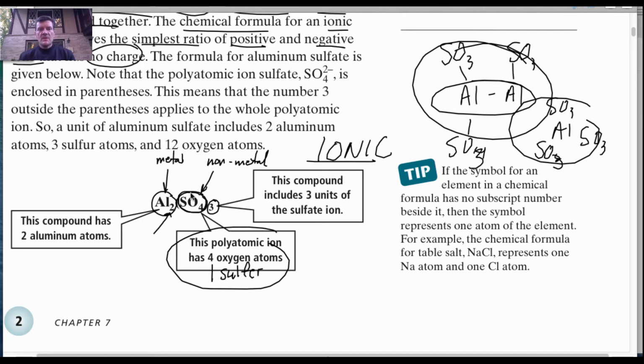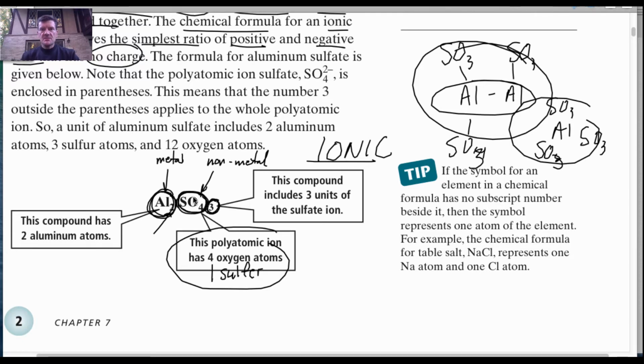Okay? So we have 2 aluminums. I'm just showing you the formula. Just look at the formula right now. I want you to look at a formula and understand what it's telling us. 2 aluminum atoms bonded with 3 groups of this SO4 polyatomic ion.